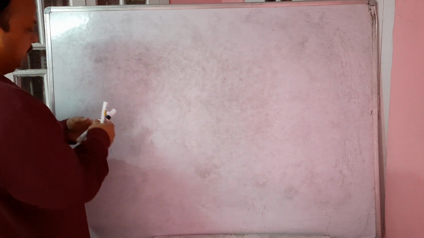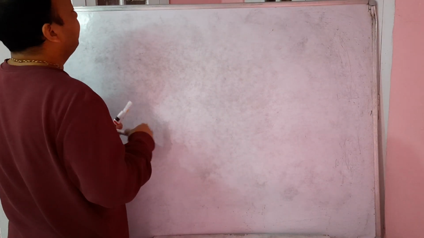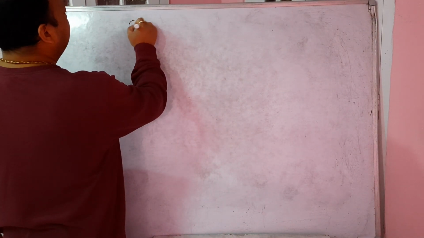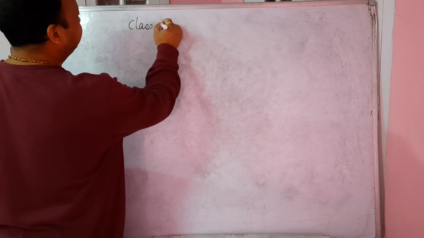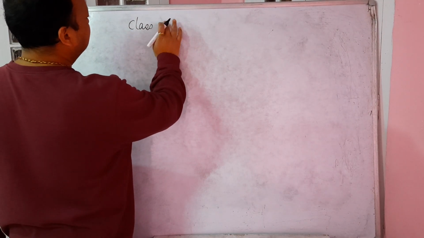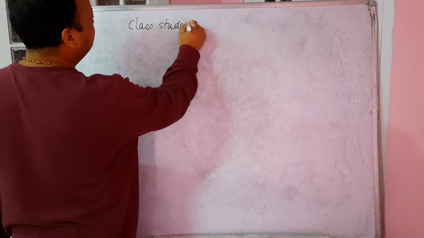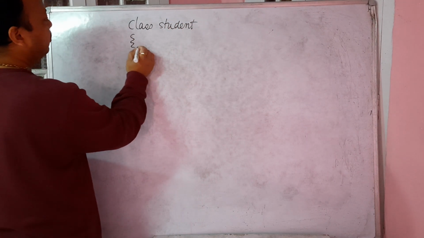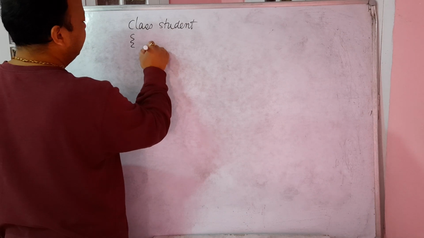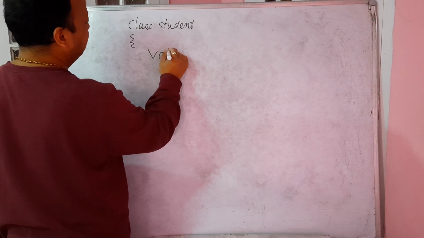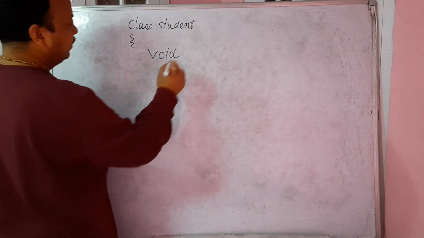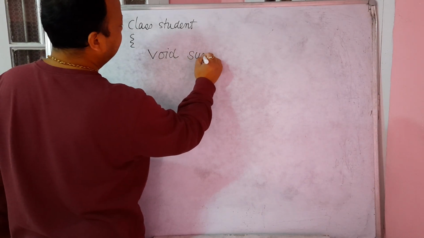So this is the program. I've written here a class. I use the same name for the class, Student, and here I have written void sum.